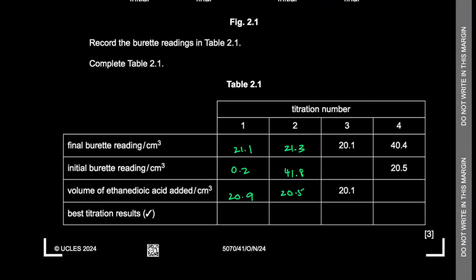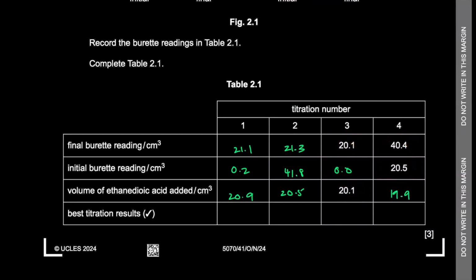For titration number 3, they've already given you the final volume used, so the initial must have been 0.0. Make sure every value is written to one decimal place. Don't just say 0, say 0.0. So 20.1, again, is just this value minus this value. And then we have 40.4 minus 20.5, that is 19.9.